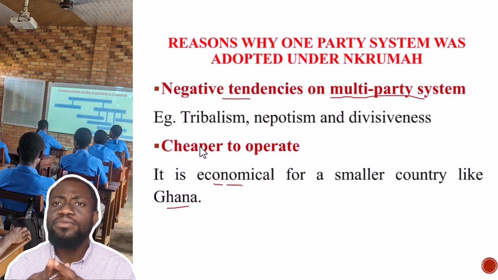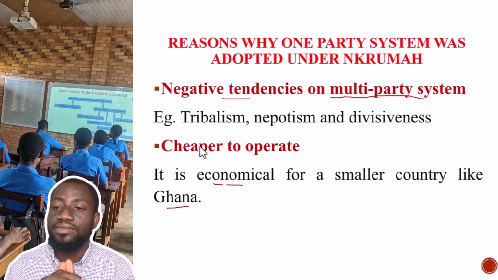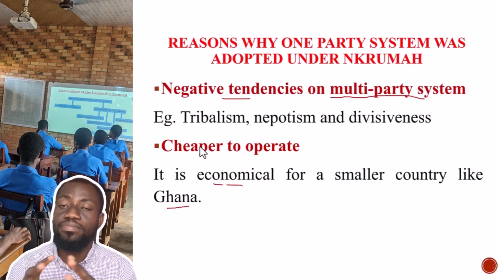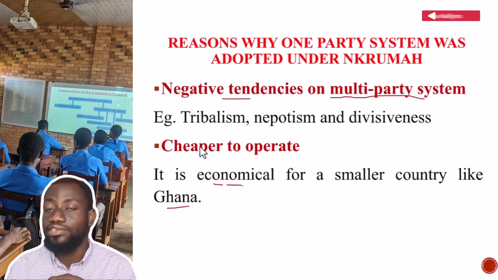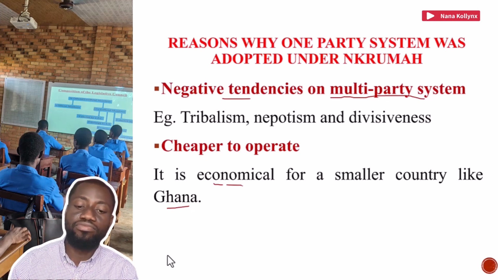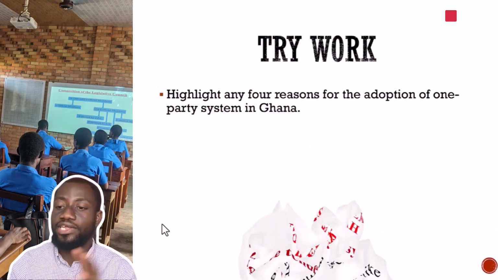So these are some of the reasons why Nkrumah felt that the one-party system was the way to go for the newly independent country, Ghana. And so he decided to assent to the bill for it to become law. I hope you have been educated.